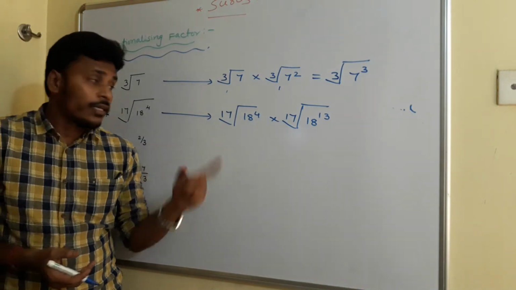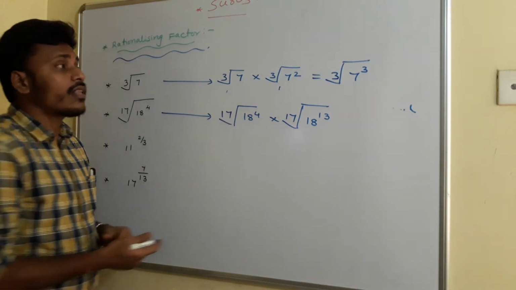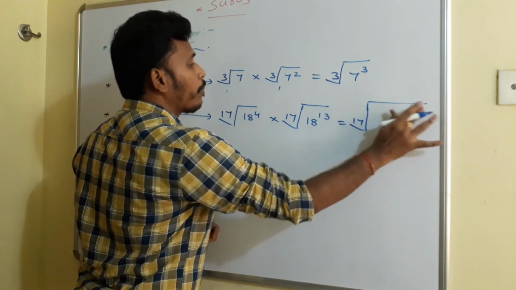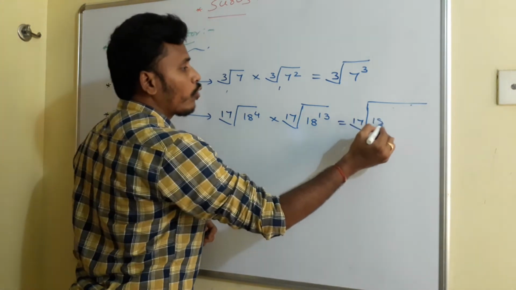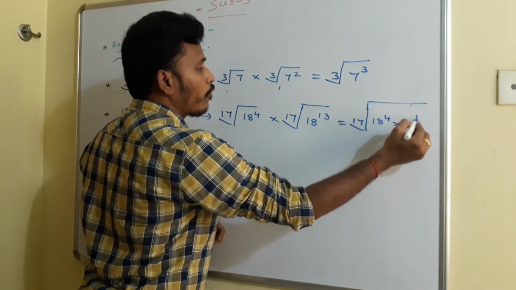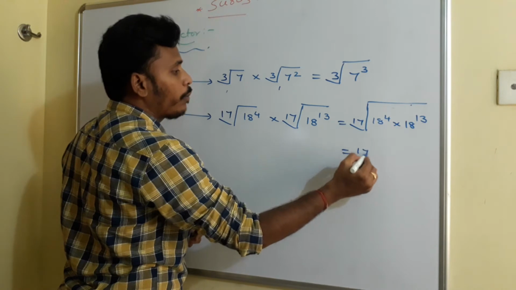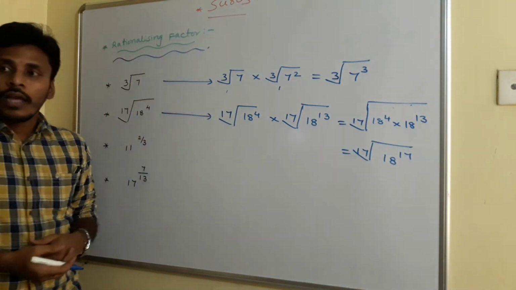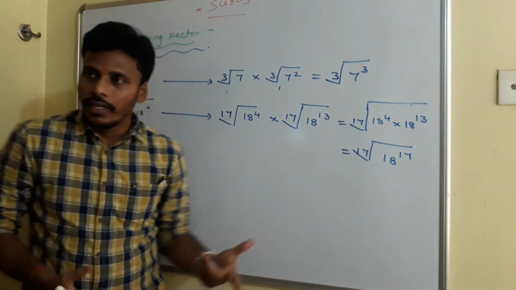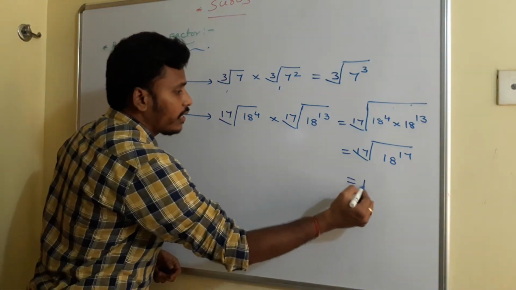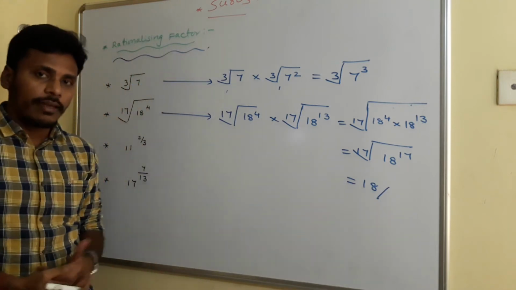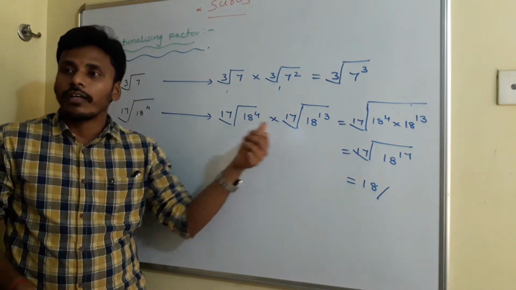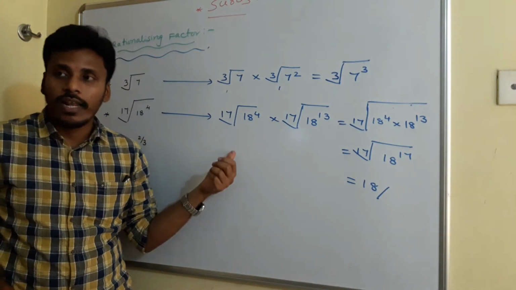We are multiplying, and the order of the surds is the same. Since the order is the same, the multiplication rule says you multiply the numbers inside the root. So you write it like this: 17th root of 18 power 4 into 18 power 13, and it becomes the 17th root of 18 power 17. And the 17th root of 18 power 17, the basic fundamental law tells us, is 18, a rational number. Since this product is 18, a rational number, these two are termed the rationalizing factors of one another.